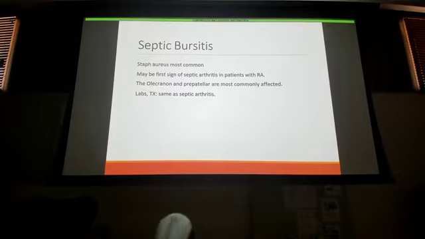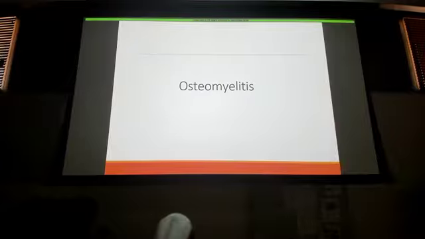Staph is the most common, and that can be the first sign of a septic arthritis in patients with rheumatoid arthritis. Olecranon and patellar joints are very commonly impacted, and the labs and the treatment are the same as the septic arthritis. Everything that we just did for the joints, we would do for the bursitis as well.